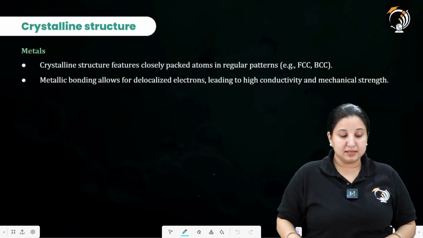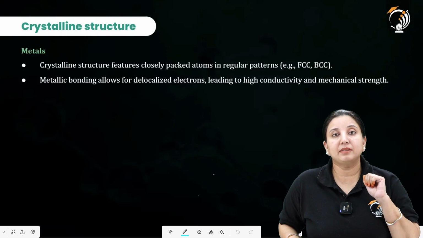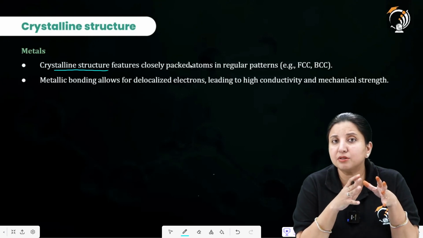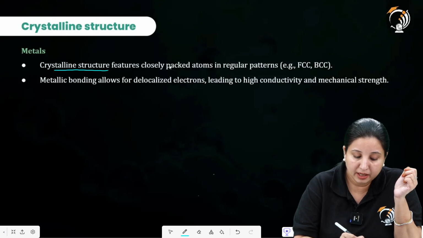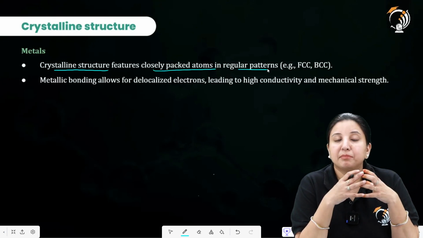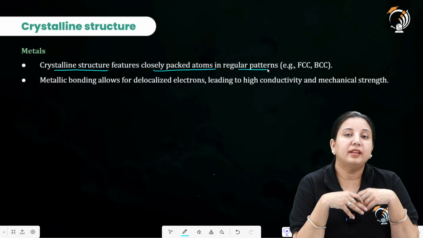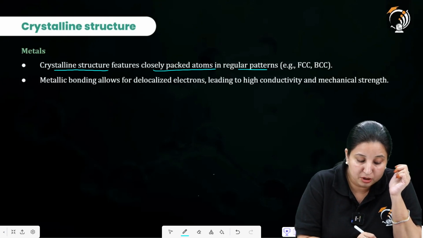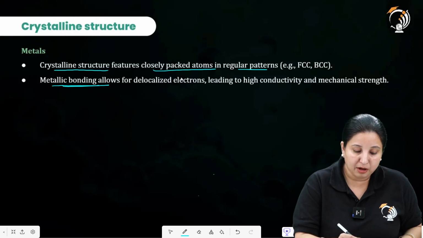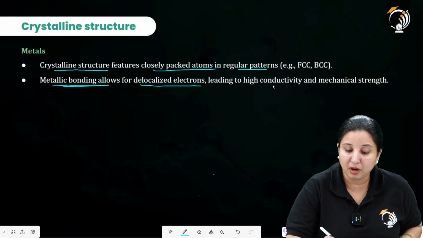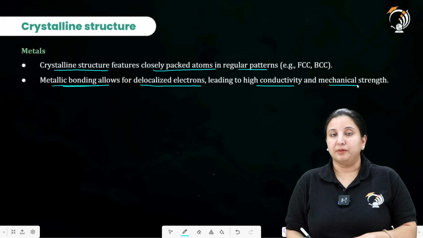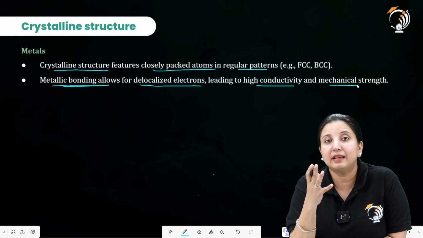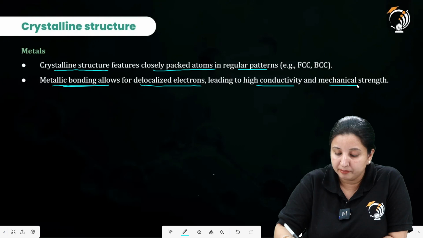Now, what is the reason behind metals having high melting and boiling points? Metals have a crystalline structure, which means the atoms are very closely packed in a regular pattern. For example, they have a face-centered structure or a BCC type of structure. Because of the presence of metallic bonding, there are delocalized electrons, leading to high conductivity and mechanical strength. So basically its structure is responsible for its conductivity and mechanical strength, which is why metals are so hard in nature.